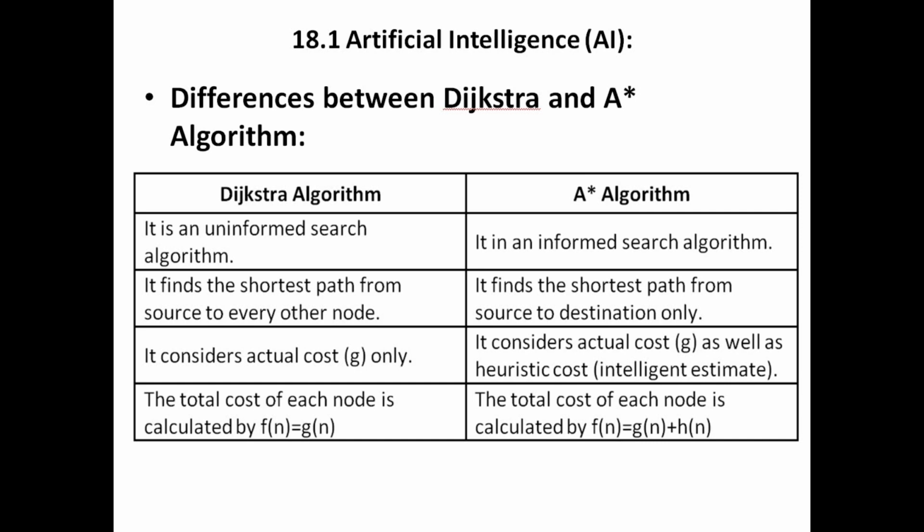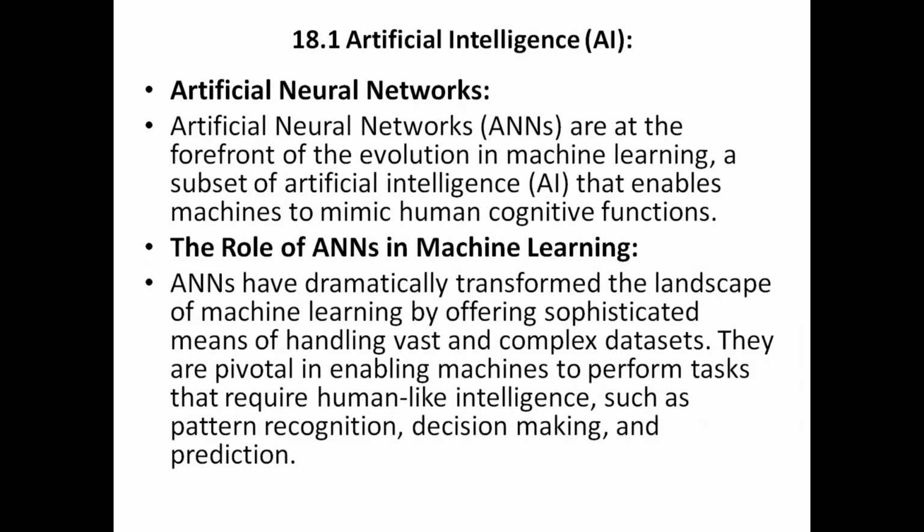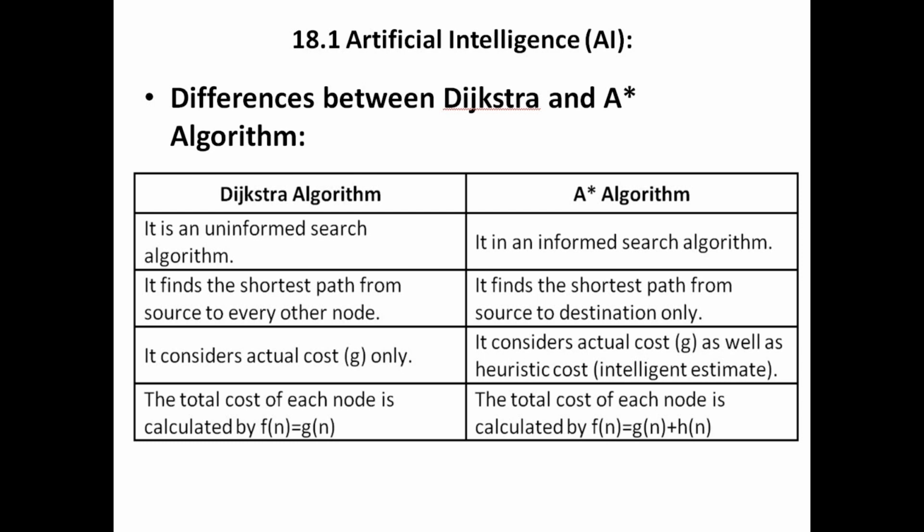In Dijkstra the cost of each node is calculated by f(n) = g(n), whereas for A* the total cost is the traveling cost plus heuristic, f(n) = g(n) + h(n). Alright.